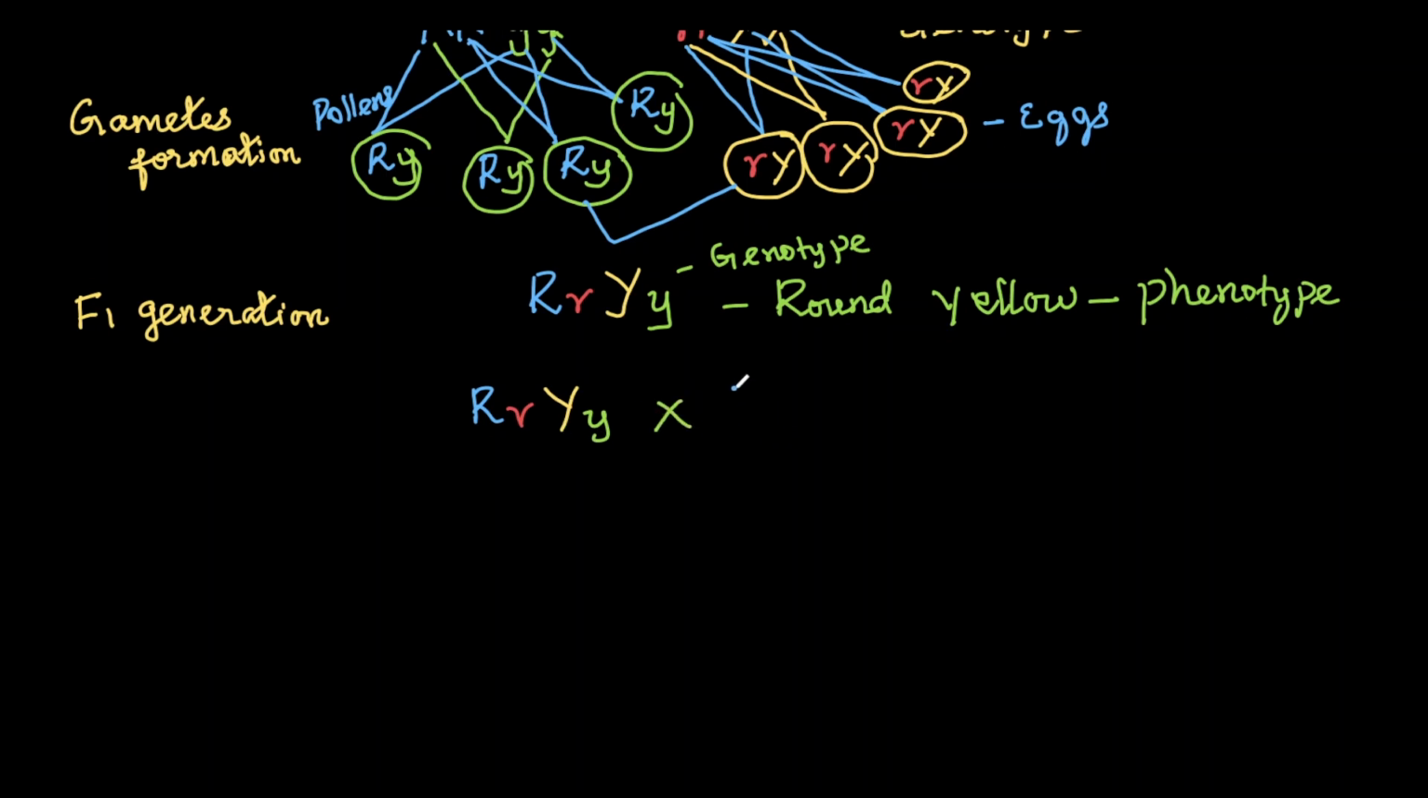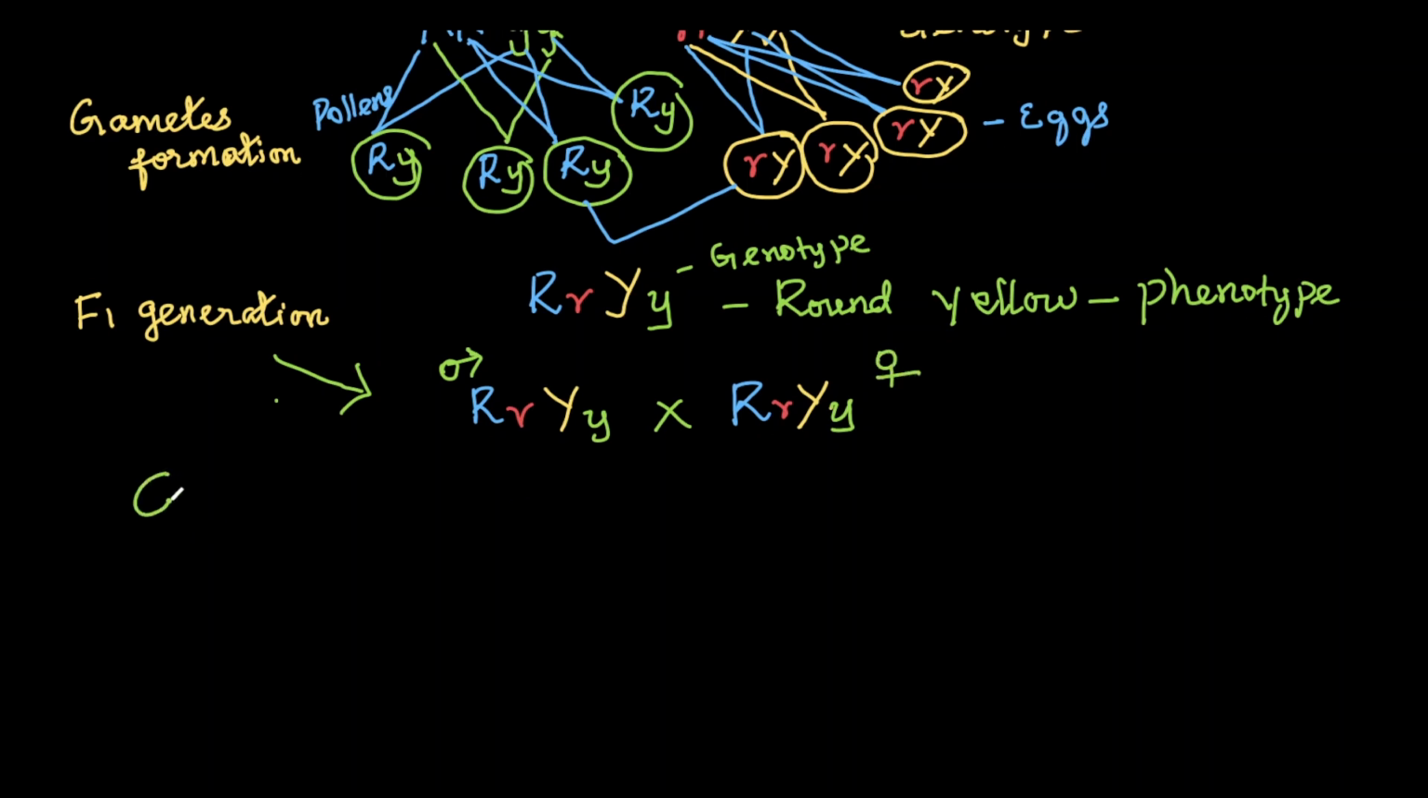Self-pollinated with another F1 plant. So these are the parents now. The F1 generation is self-pollinated. So I have written a male plant and a female plant.